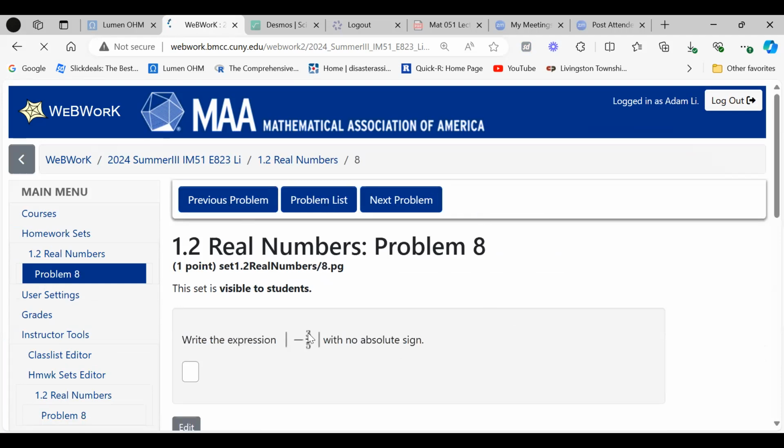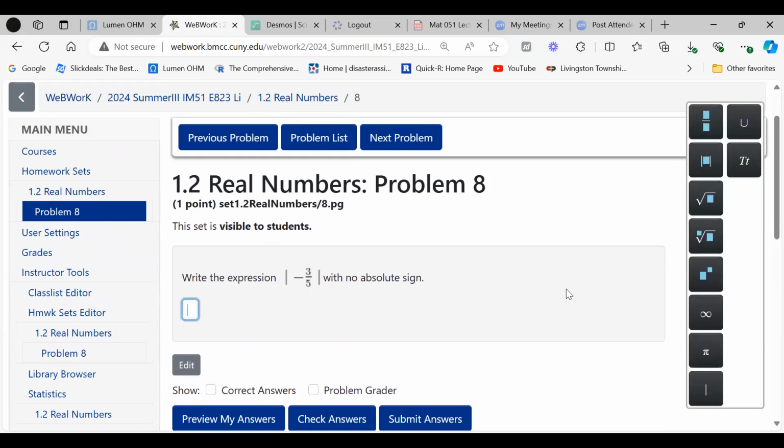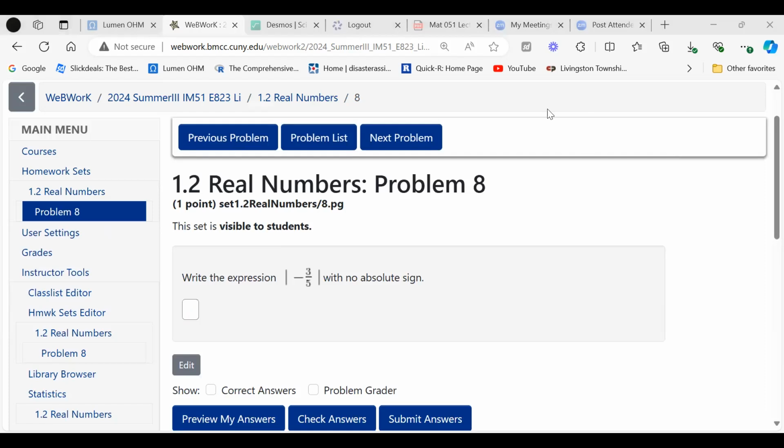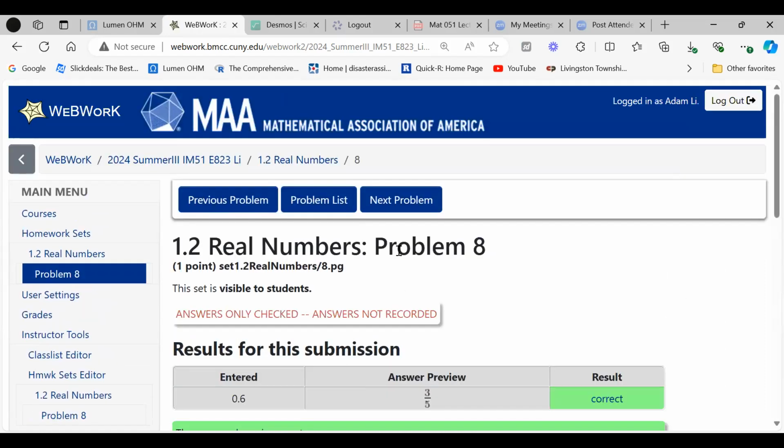Let's see. What if we have something like this, right? Absolute value of the 3 minus 3/5 will be the answer here. And 3/5. Exactly. Very good. Yeah, so the answer is 3/5. So you check it. It's correct answer. Very good.